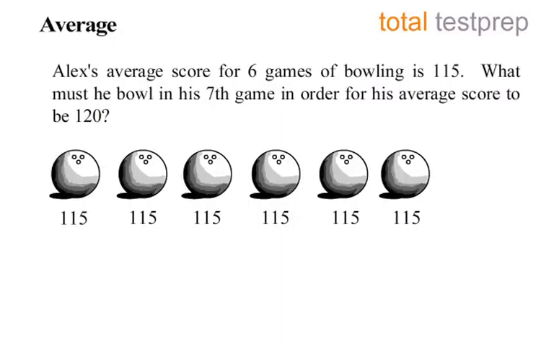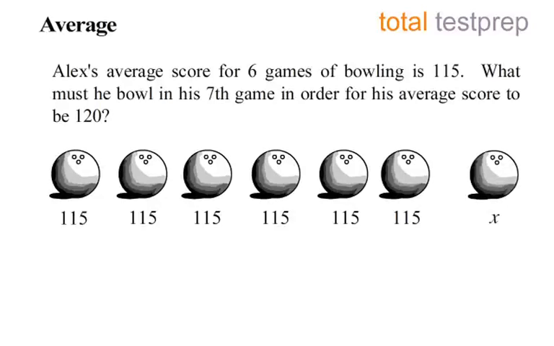It's as if Alex bowled 6 games, and each game he bowled 115, or he got 115 points. Now, we know in the real world he might have gotten more points in one game, less in another, and different amount of points in every single game, and it would have averaged out to 115. But the total would have been the same. The total number of points he has would have been the same if he had scored 115 in each game, or if he had bowled 115 in each game.